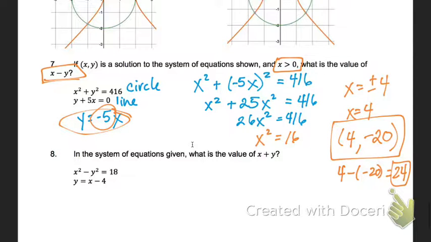Okay, number 8, we're not gonna actually solve because you get a decimal. But I want to identify what they are. So the top one is a circle. Second one is a, we do a lot of those if you haven't noticed.